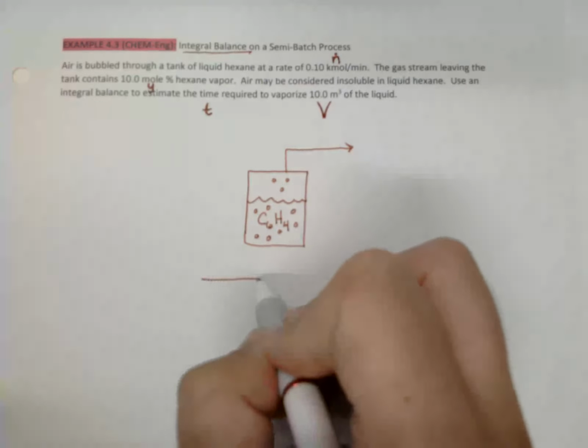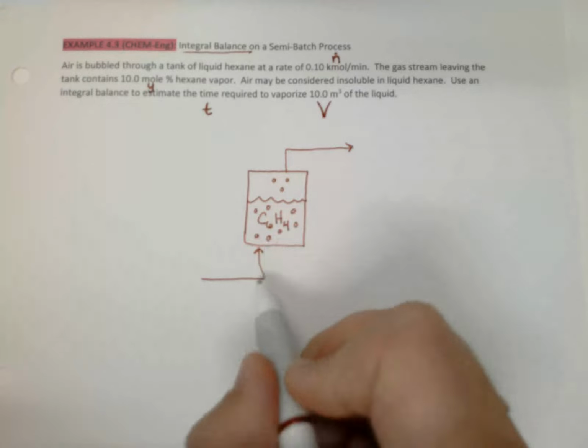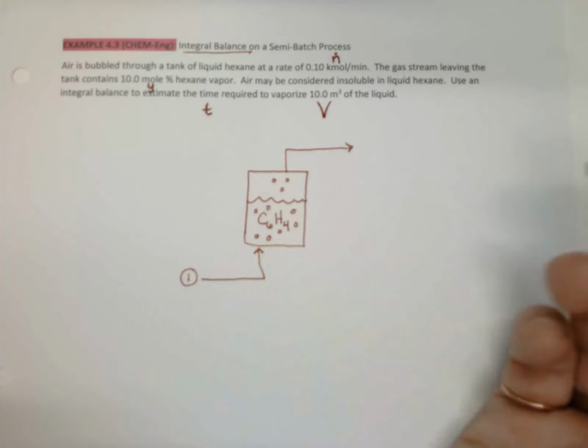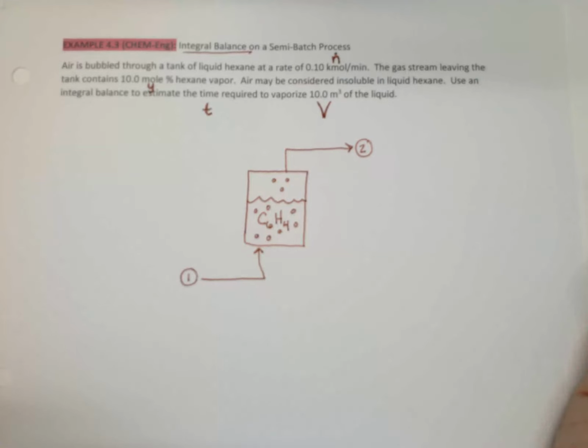So we're pushing bubbles in through the bottom with some air. We're only adding air to the system. This is what's coming in, so I'm going to call this 1. And then we have a gas stream that's leaving the tank, and I'm going to call that 2. So we have 1 input, 1 output.